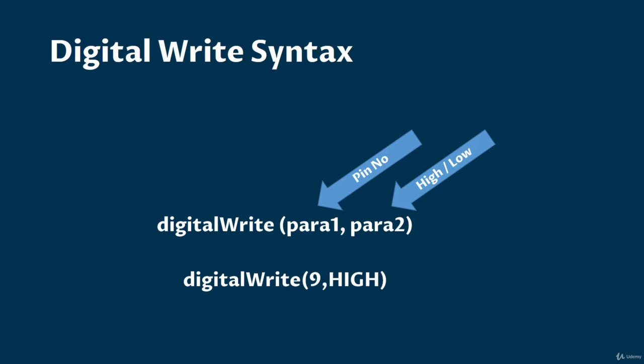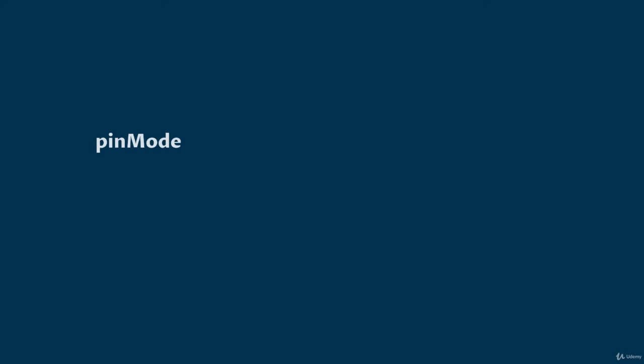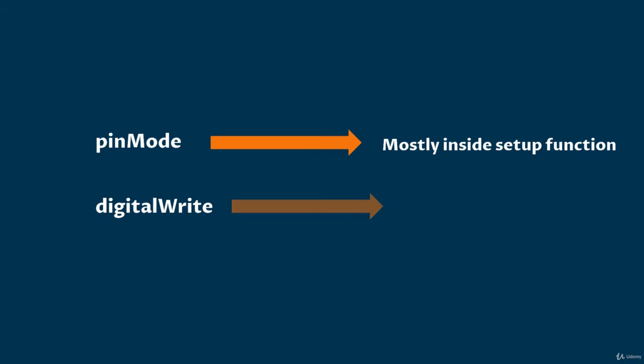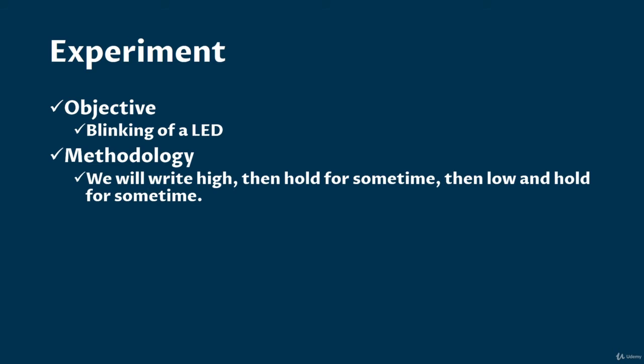Mostly we use pin mode once in a program, so we write it inside void setup function. But digital write can be used anywhere and many times. To make it clear, I'll do an experiment with LED blinking. My methodology will be glowing the LED on, then a certain delay, then LED off, then again a certain delay.